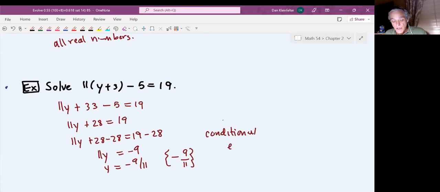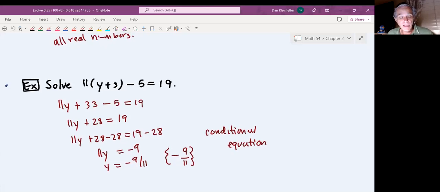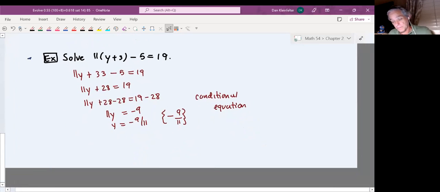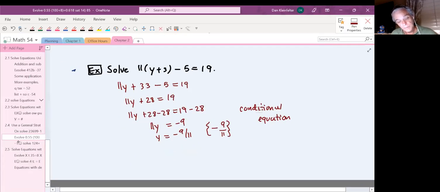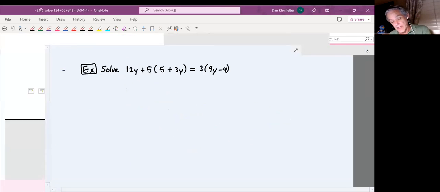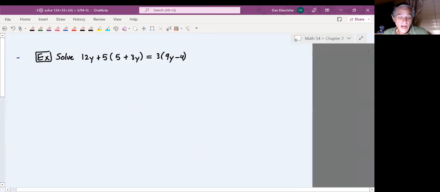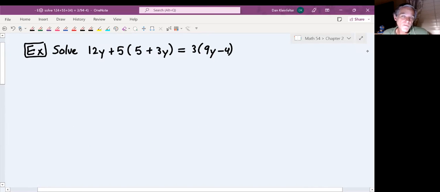The equation is true if you replace the variable by negative 9/11, and it will be false otherwise. Okay, so next, let's try this one. As before, we're going to distribute to remove parentheses, then we'll combine like terms and go from there. So you may want to pause the video, try this one yourself, and then restart the video and see how you did.